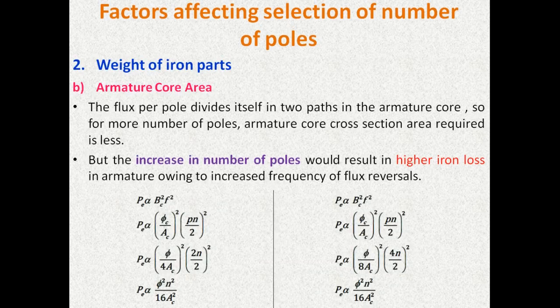Next, we are going to see how the weight of the iron part affects the choice of number of poles in regard to armature core area. In the previous case, we considered the yoke core area. Now we are going to look at it with respect to armature core area.